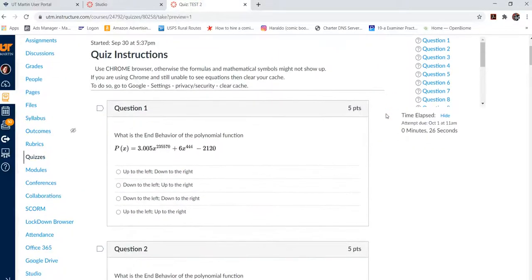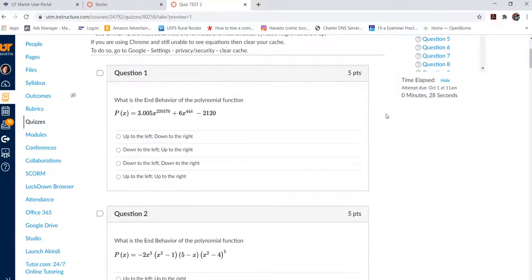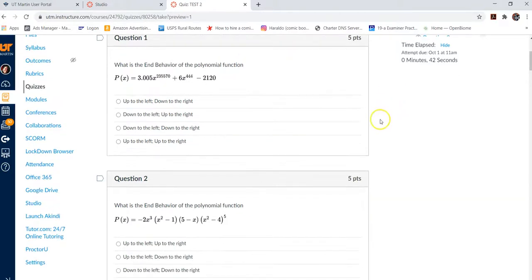Okay, so these are going to be the solutions for the test 2 in Math 140. Again, it's a randomly generated test, so you won't have the exact same questions as I do, but you should be able to get the answers for yours. If not, then you just email me.